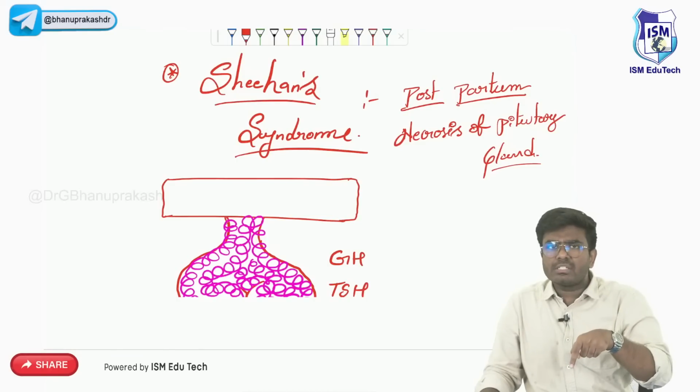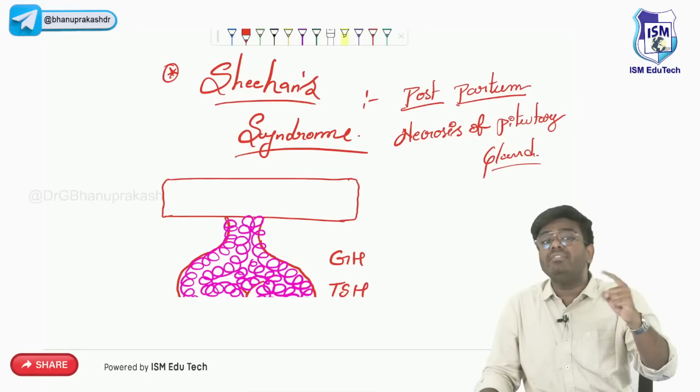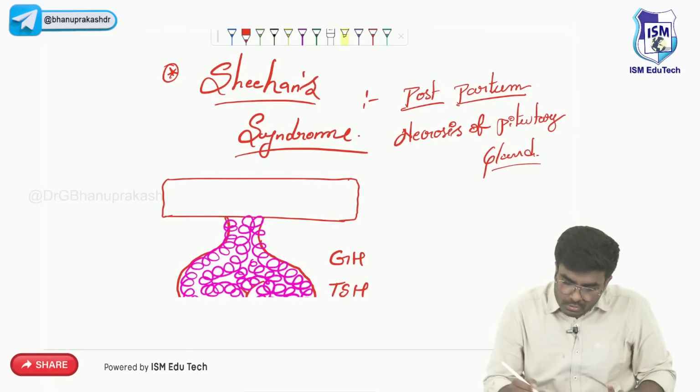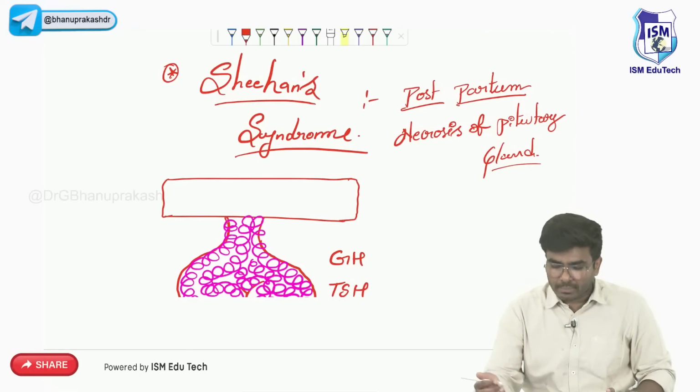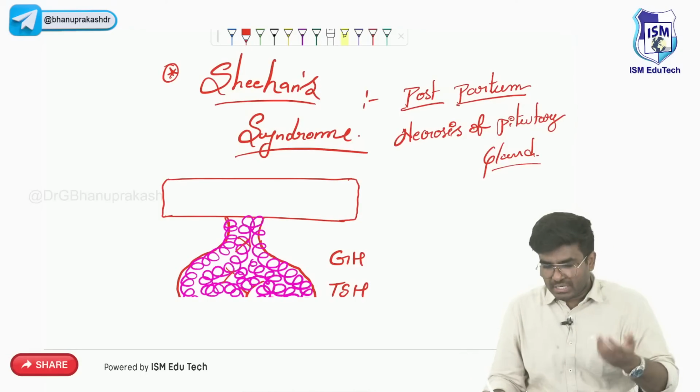Okay, see, this Sheehan syndrome is not going to happen in each and every female. It's not going to happen. So those females who have a severe amount of hemorrhage can suffer with this Sheehan syndrome. So after postpartum hemorrhage, if the pituitary gland is necrosed, that is called Sheehan's syndrome.